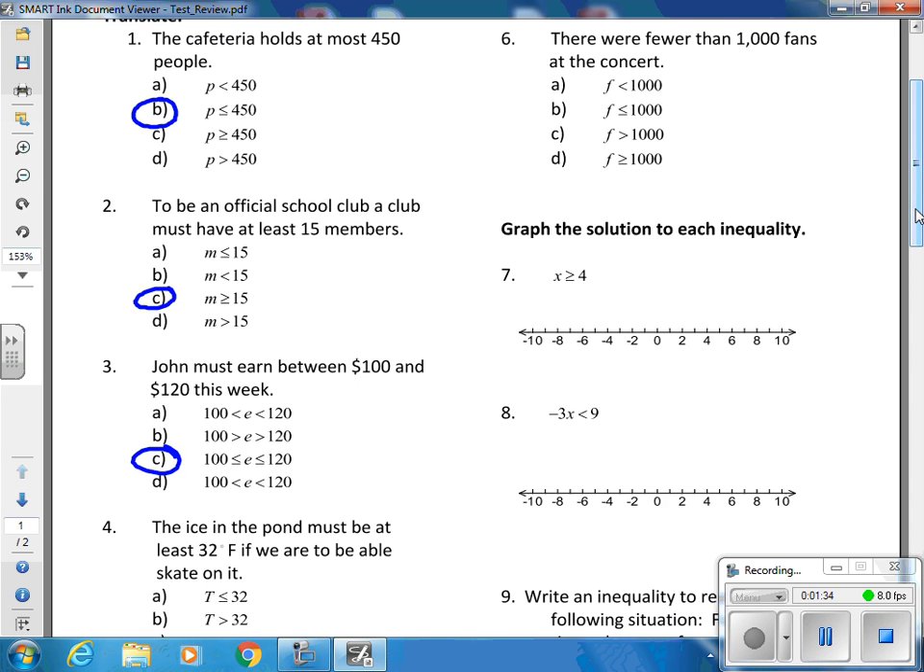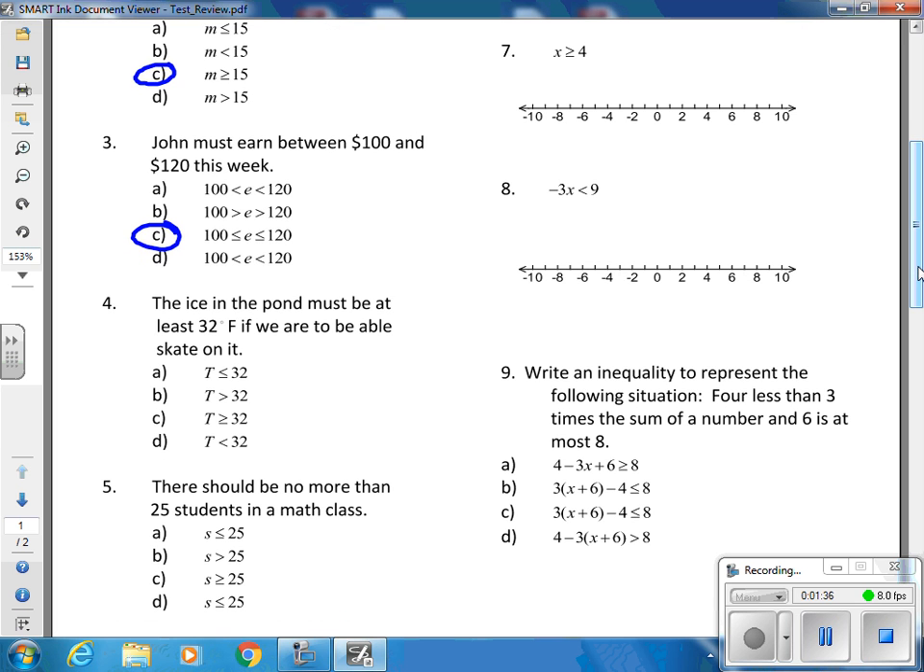Right? So for number four, the ice in the pond must be at least 32 degrees Fahrenheit if we are to be able to skate on it. That means 32, right, or more. Okay, which is greater than or equal to. So that would be letter C. Number five, there should be no more than 25 students in a math class. That means you can have 25 or you can have less, but you can't go over 25. So that would be less than or equal to, which is letter D.